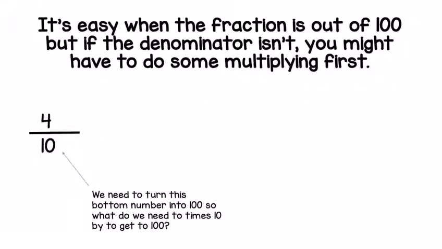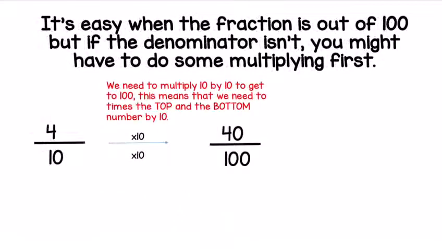So for the example that we're looking at now, this is 4/10. We need to turn the bottom number into 100. So you need to think, what do you need to times that bottom number 10 by to get to 100? Now hopefully you'll have realised that you have to times 10 by 10 to be able to get to 100. So that means you need to multiply both the top number and the bottom number by 10. Both of them have to be multiplied by 10. So we already know that makes our denominator 100.